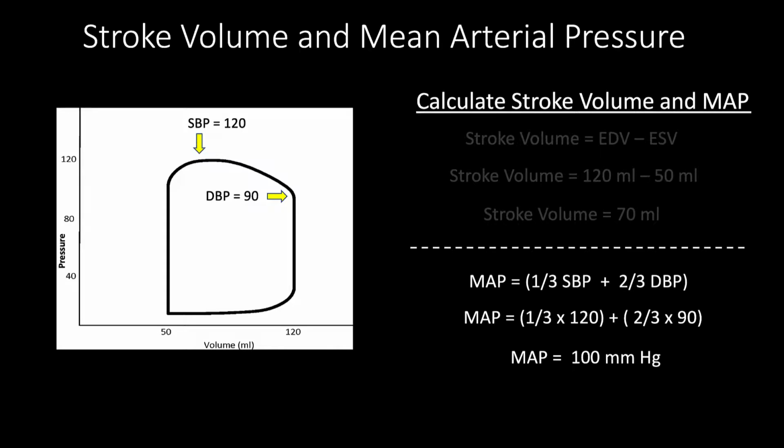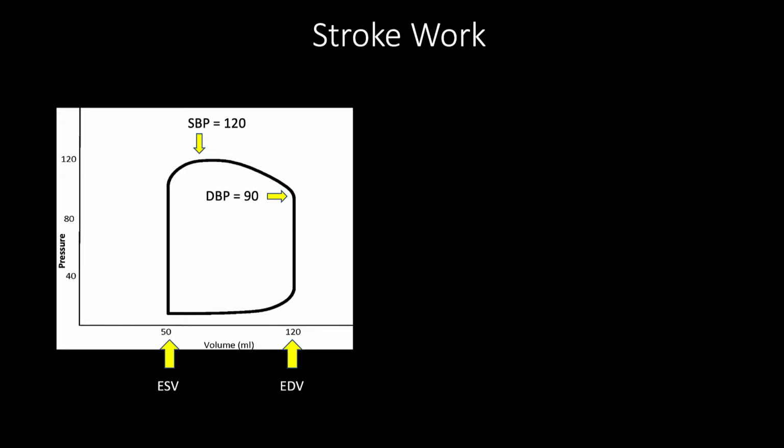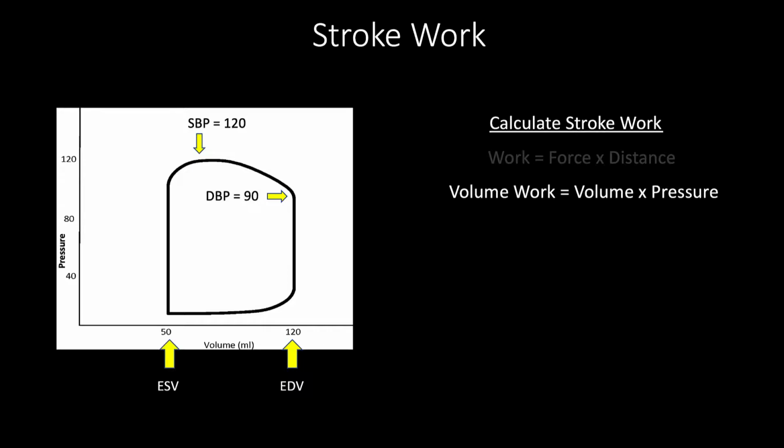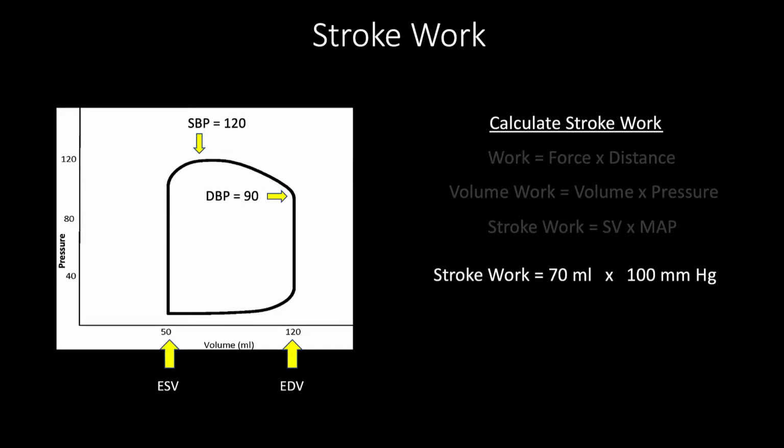Now, we've talked about stroke volume, but what about stroke work? Now let's talk about stroke work. Stroke work falls back on physics yet again. Work is equal to force times distance. Volume work is equal to volume times pressure. Now let's equate that to the left ventricle. Stroke work is equal to stroke volume times the mean arterial pressure. In this case, we have a stroke work of equal to 70 milliliters times 100 millimeters of mercury.